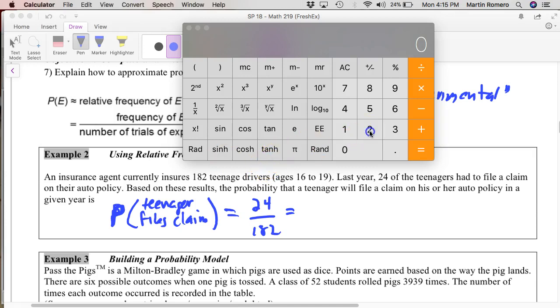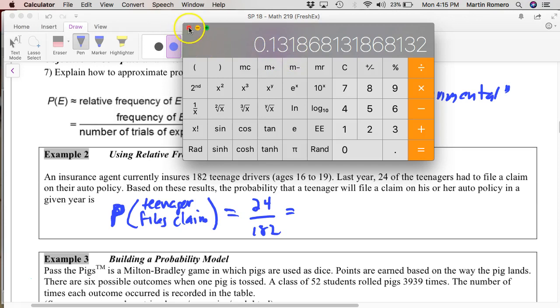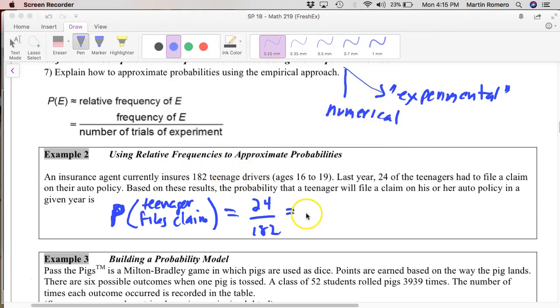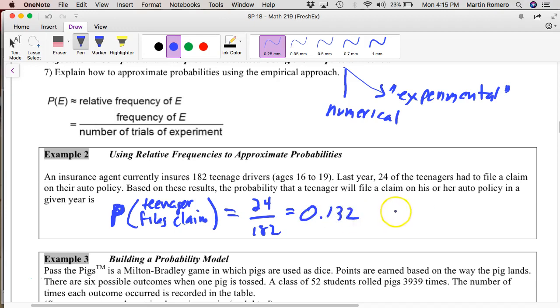Probabilities can be reported as fractions, but they're more easily understood if you convert them to a decimal. And we do probabilities to 3 decimal places. So this would be 0.132. 0.132 is what we would put over here. Or again, we would say a 13.2% chance. That's another way to report it, but we like to use decimals.